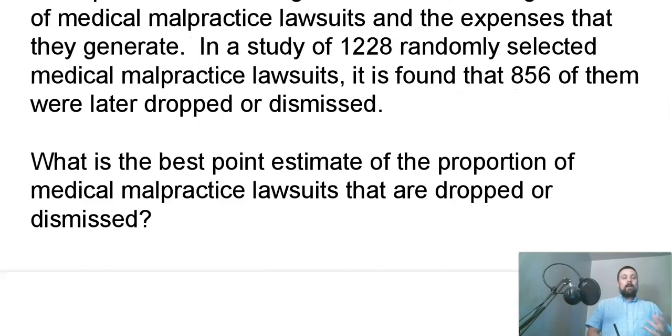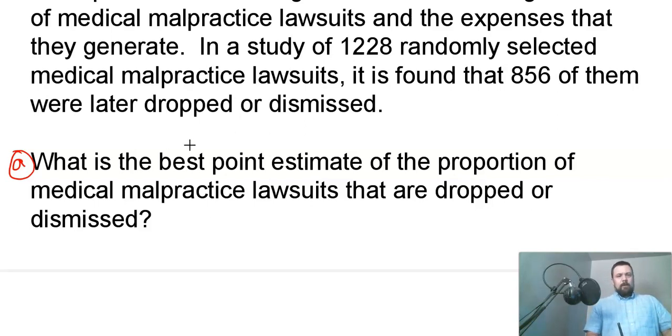The question is, what is the best point estimate of the proportion of medical malpractice lawsuits that are dropped or dismissed? It's pretty common on some of the homework problems. I don't know if it's on every homework problem, but this will be like part A of a particular problem. So for the homework, you might have part A, what's the best point estimate? And then part B is going to be the more sophisticated thing that we're going to talk about in just a minute. So we're going to come back to this scenario after I introduce the next concept, and we'll do a part B to this situation.